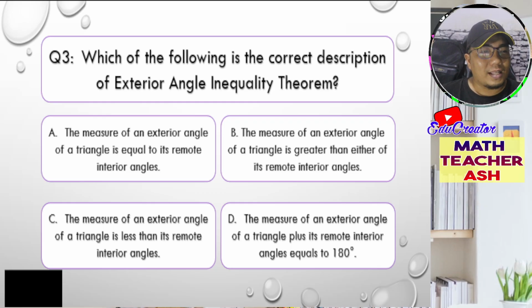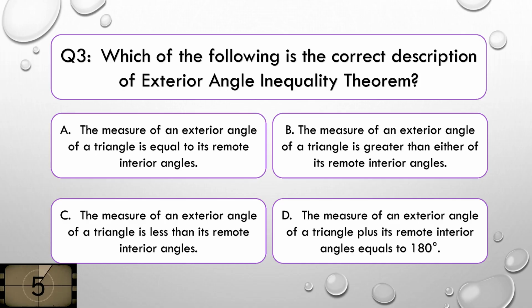Is it A, the measure of an exterior angle of a triangle is equal to its remote interior angles? B, the measure of an exterior angle of a triangle is greater than either of its remote interior angles? C, the measure of an exterior angle of a triangle is less than its remote interior angles? Or letter D, the measure of an exterior angle of a triangle plus its remote interior angles equals 180 degrees. I'll give you 5 seconds to think about your answer.